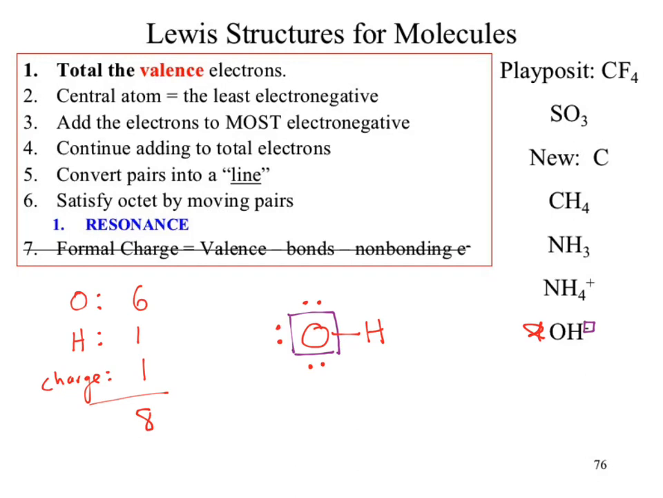So now, I've satisfied octets. I don't have to worry about resonance. Step 7 is crossed out only because I gave you a formula. Don't worry about the formula, but we do have to specify the formal charge. Based off of that previous slide, how do we specify the formal charge? We put brackets around the whole structure and we put a -1 in the upper right-hand corner. That's it. If you wanted to make it more complicated, you could specify what atom had the negative charge.